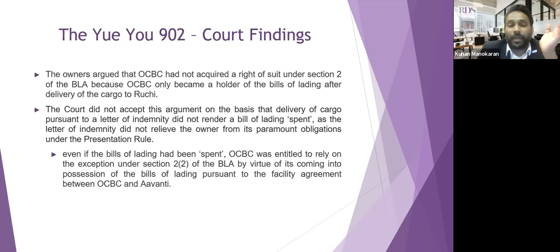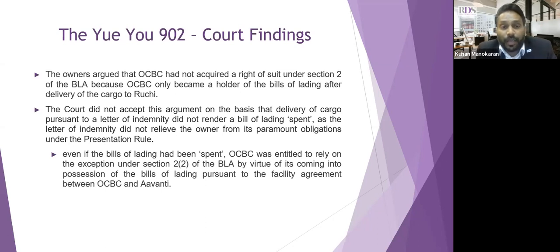Now, even if the bill of lading had been spent, OCBC was entitled to rely on the exceptions under Section 2.2 of the BLA by virtue of it coming into possession of the bill of lading pursuant to the facilities agreement between OCBC and Avanti. Now, if you remember, Section 2.2A earlier said exactly that.